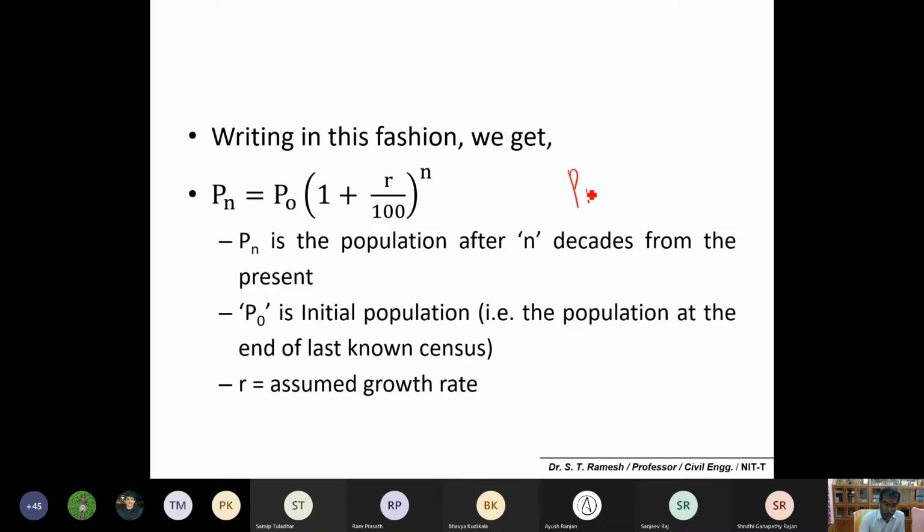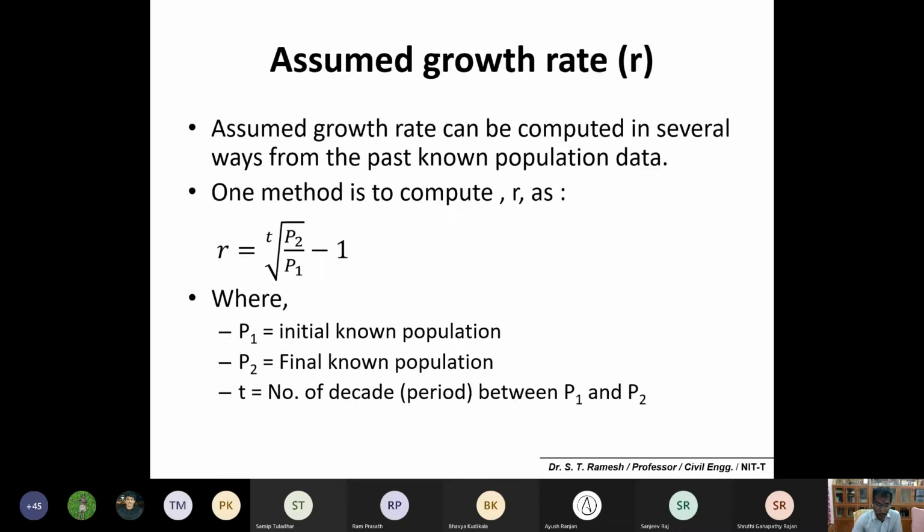Pn is equal to P0 into 1 plus R by 100, the whole power n. Okay, so n is your number of decades, and P0 is equal to the initial population, and Pn is equal to the population after n decades from the present value. Now, how to calculate this assumed growth rate?